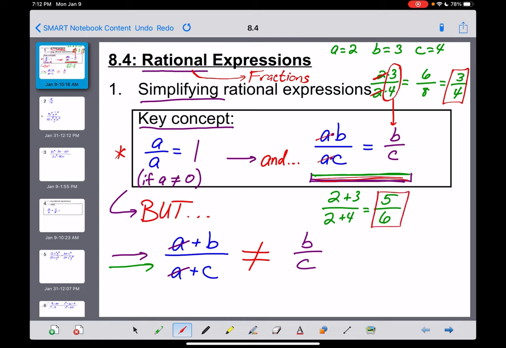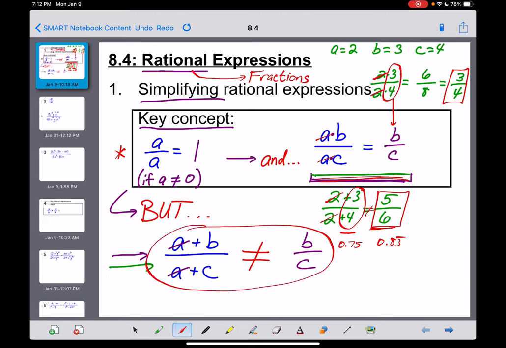But if I tried to cancel out the A's here, this is not going to work. If this 2 cancels with this 2, we just end up with an answer of 3/4. And 3/4 is not the same thing as 5/6. As a decimal, that's 0.75, and 5/6 is 0.83 repeating. There's other ways of checking that too, but that's just going to give you one quick counterexample to show you the danger of this idea right over here.